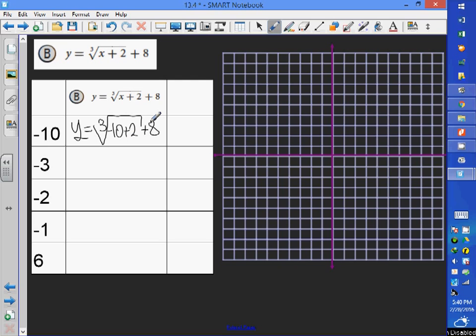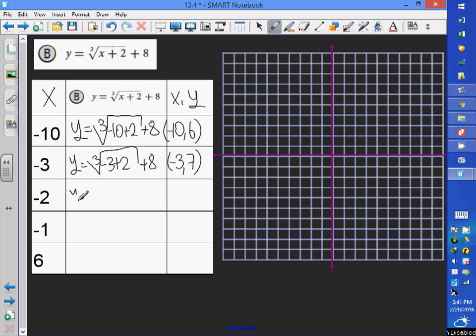Negative 10 plus 2 is negative 8. Cube root of negative 8 is negative 2. Plus 8, it will be 6. Negative 10 goes to 6. By the way, this is the x value and this is the y value. So the next one is negative 3 plus 2 plus 8. Negative 3 plus 2 is negative 1. Cube root of negative 1 is negative 1, plus 8, which is 7. Negative 3 and 7.